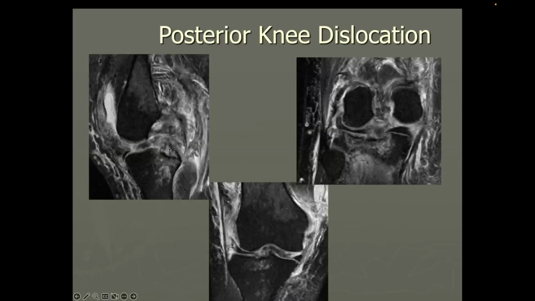Here you can see, again, no PCL, no ACL. Here on this image, you can see the MCL has also been torn. And you can almost see that the femur is subluxing medially because of the significance of the MCL tear and the bicruciate injury.